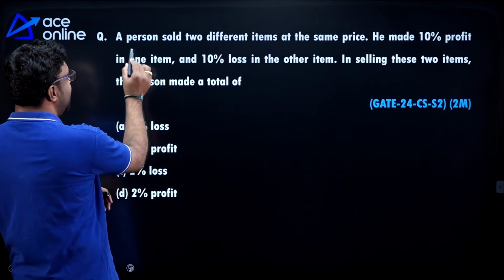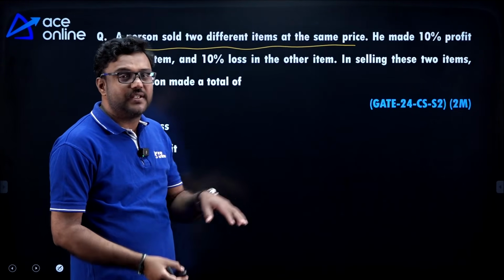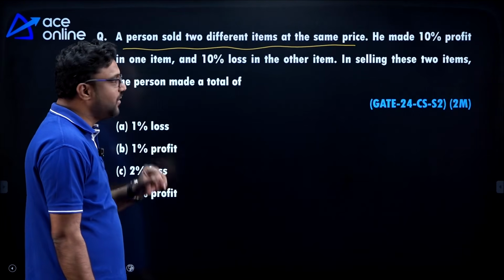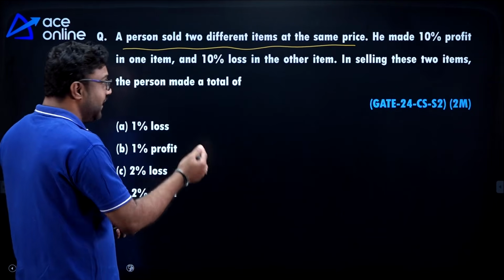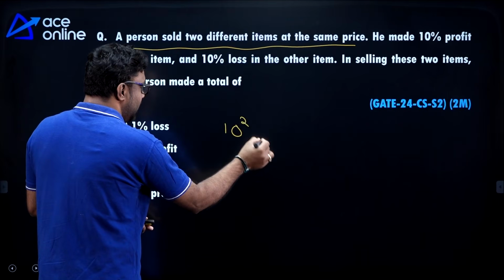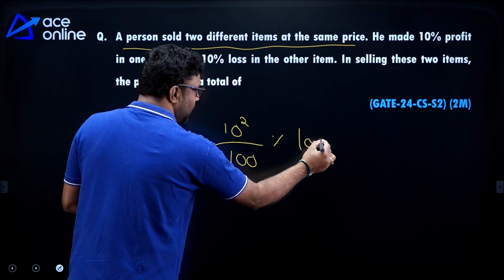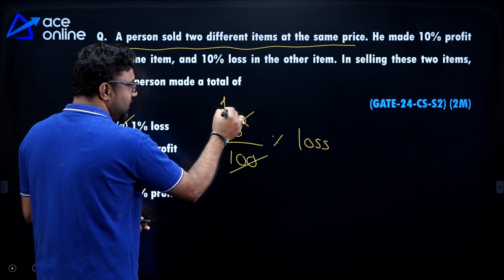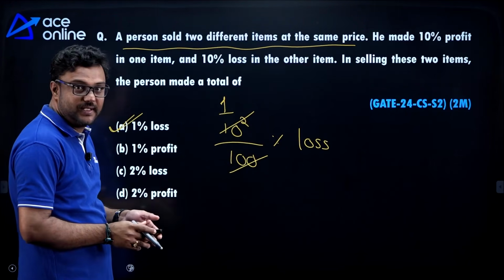They directly gave that selling prices are equal, not mentioned. If you want, you can assume selling prices of so and so amount, not mentioned anything. One with 10% profit, one with 10% loss, right? So overall, one is 10% profit, one is 10% loss, which means we know 10 squared divided by 100 is the loss. So we can cancel, and it's nothing but 1% loss clearly. Right, so that's what the overall loss is, 1%.